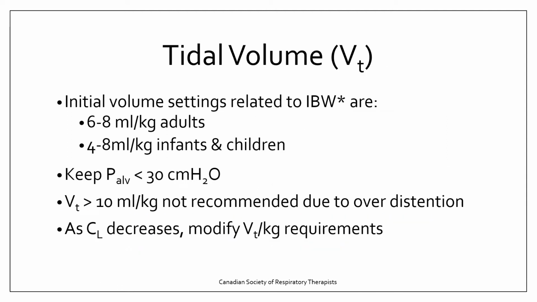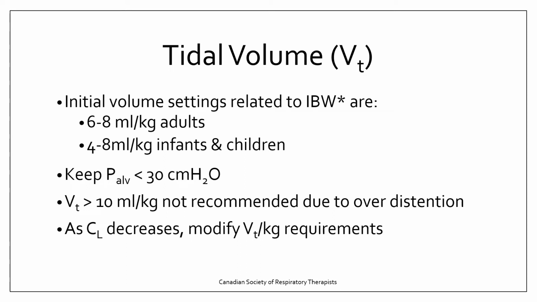So one of the very first settings you're going to use is tidal volume, one of the more important settings. Initial tidal volume settings are related to ideal body weight, and typically for adults we're looking at anywhere between 6 to 8 milliliters per kilogram of volume, and then around 4 to 8 milliliters per kilogram of ideal body weight for infants and children. And really the goal is to keep alveolar pressure below 30 centimeters of water.